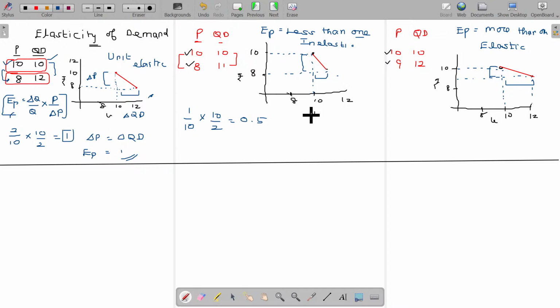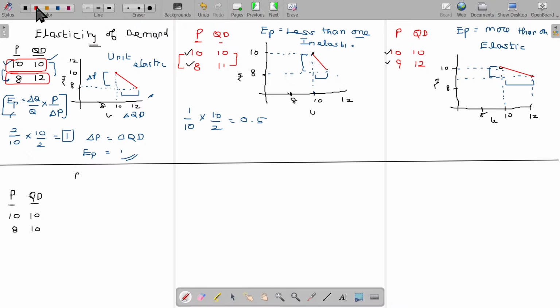Now we'll deal with the extreme cases. Let's see here now. In extreme cases, price and quantity demanded. Price is 10 and decreases to 8, but quantity demanded 10 remains 10. No change at all. There is no change, so no elasticity. Then it will be named as inelastic. Not even a single movement is there, which means perfectly inelastic, which is not practically possible, but we understand it for education purposes. This will be perfectly inelastic.